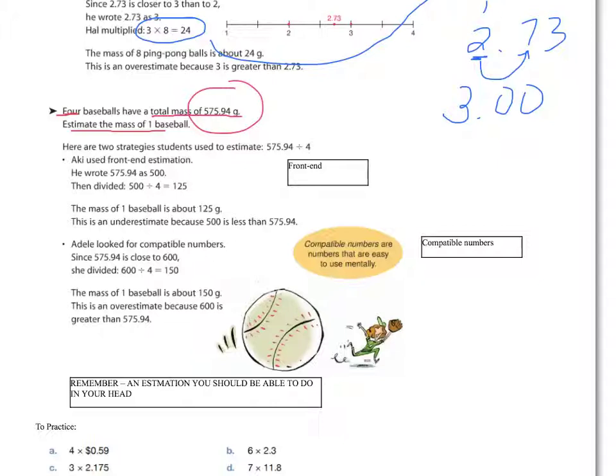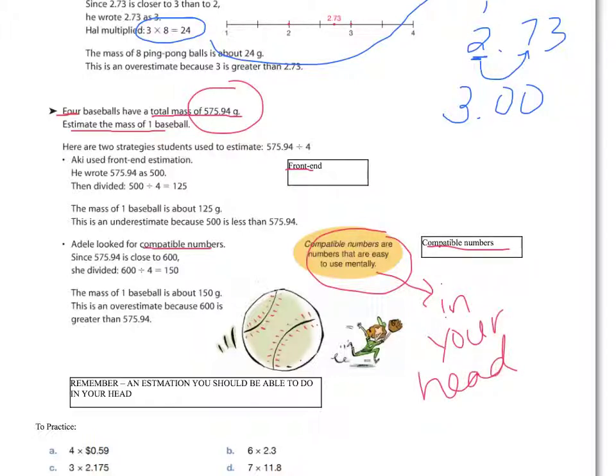The other option that we can use is compatible numbers. So we've got front end and we've got compatible numbers. Compatible numbers are numbers that are easy to use mentally. Mentally is in your head. So you want numbers that you can do in your head, or if you need to, use your multiplication table to assist you, thinking about our annexing zero rule. But an estimation should be something that you are able to do in your head. So there should not necessarily have to be work in this case.